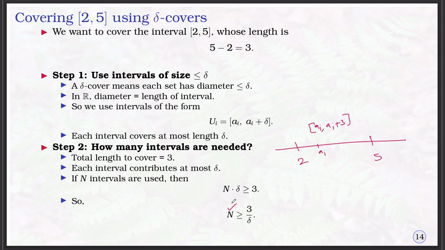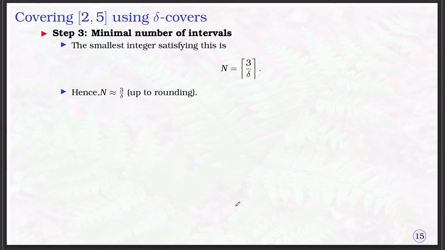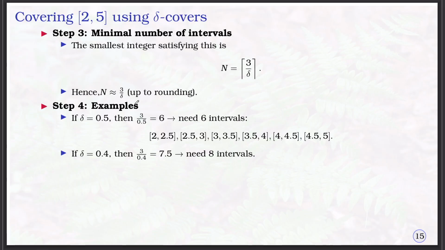This must be the integer number of intervals. We can take the smallest integer satisfying the previous condition, that means n equals the smallest integer of 3 by delta. So, hence n is 3 by delta up to rounding. For example, if you are taking delta equal to 0.5, then 3 by 0.5 gives 6. Six intervals are needed to cover the interval [2, 5].